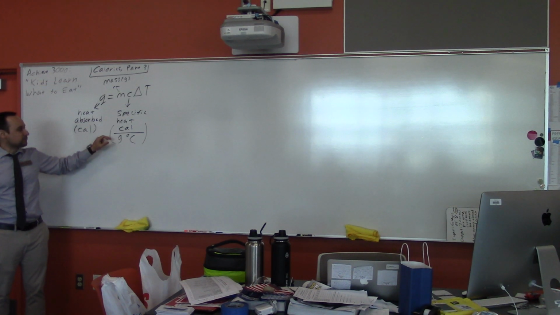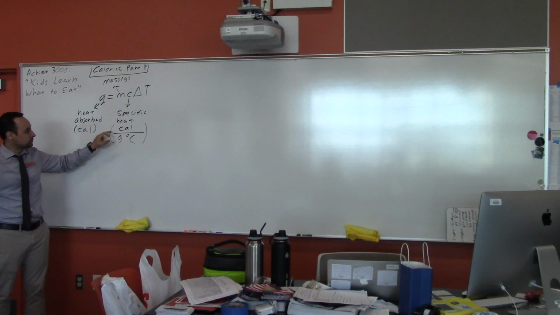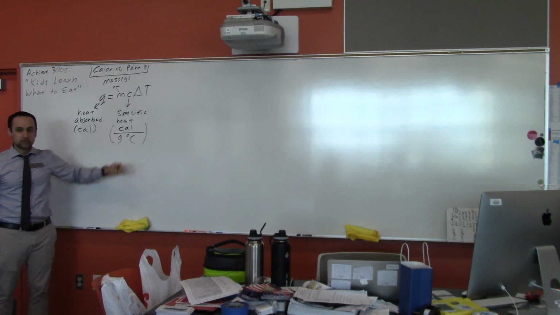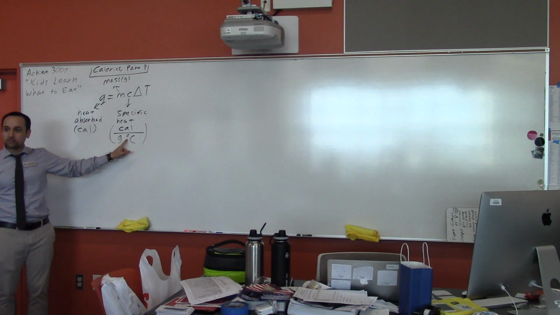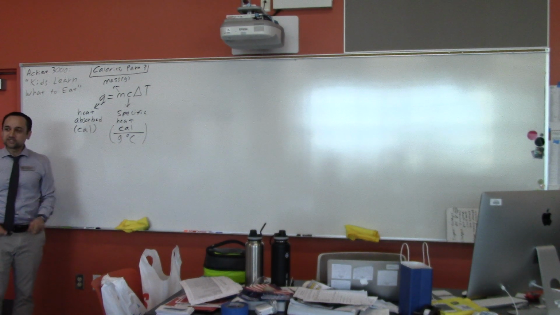Everybody says it on the count of 3. 1, 2, 3. Cal per gram degree Celsius. 1, 2, 3. Cal per gram degree Celsius. Good. That little tiny circle up there symbolizes degrees. That lets you know we have degrees Celsius.